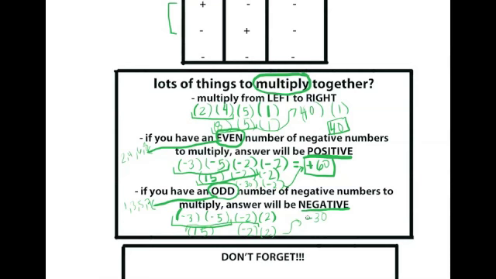Then I still have this last 2 that I need to do something with. -30 times 2 is going to keep the answer negative, but make it -60. Okay, so that's how that works.